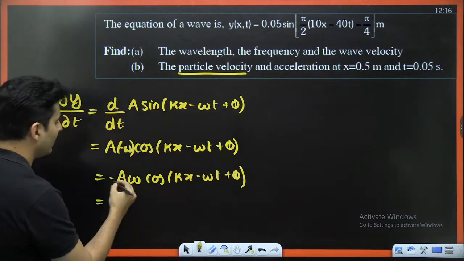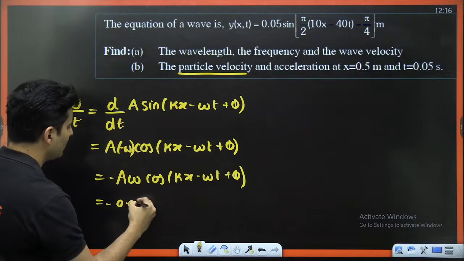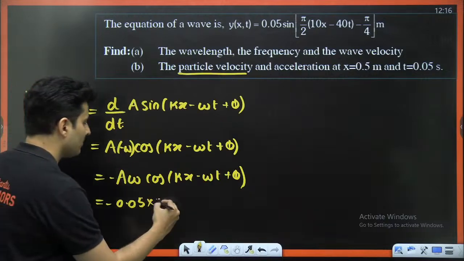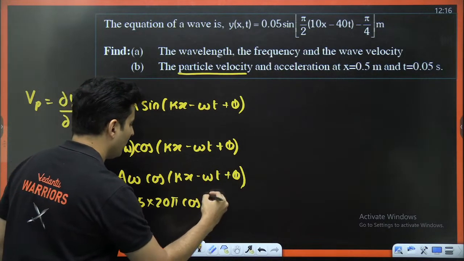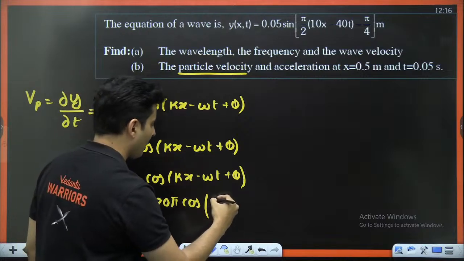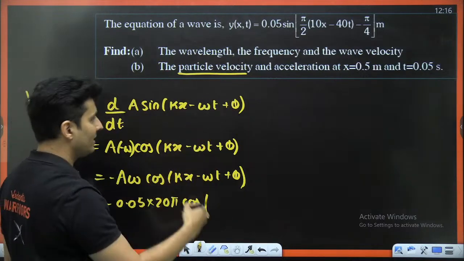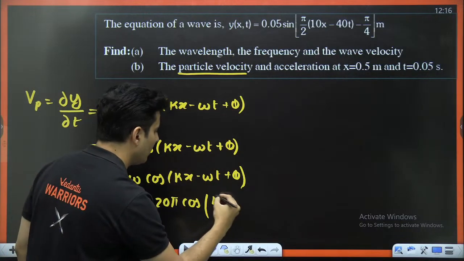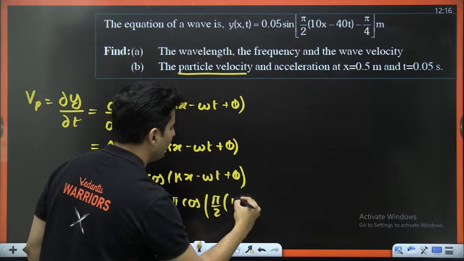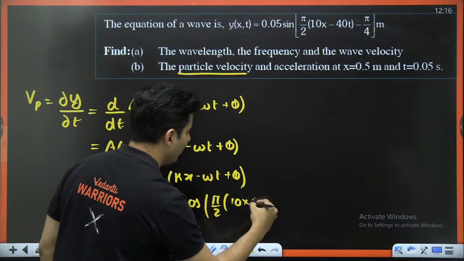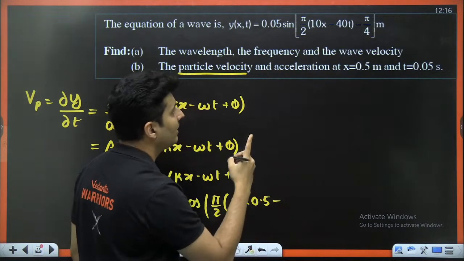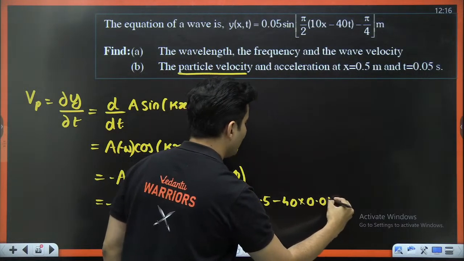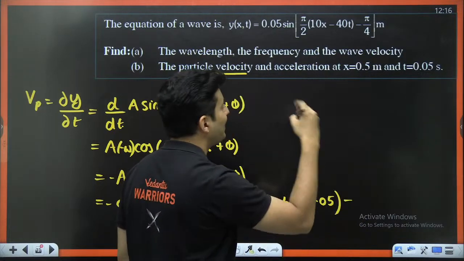Now you substitute everything. Amplitude is nothing but 0.05. Omega we just figured out before, it is 20 pi. Then you take cos of whatever kx. Alright, so this whole thing, whatever is there inside, but substitute x as 0.5 and time as 0.05. So it will be pi by 2 and you have 10 into x is 0.5 minus, what is that? Omega, which is 40, and this is 0.05 minus pi by 4.